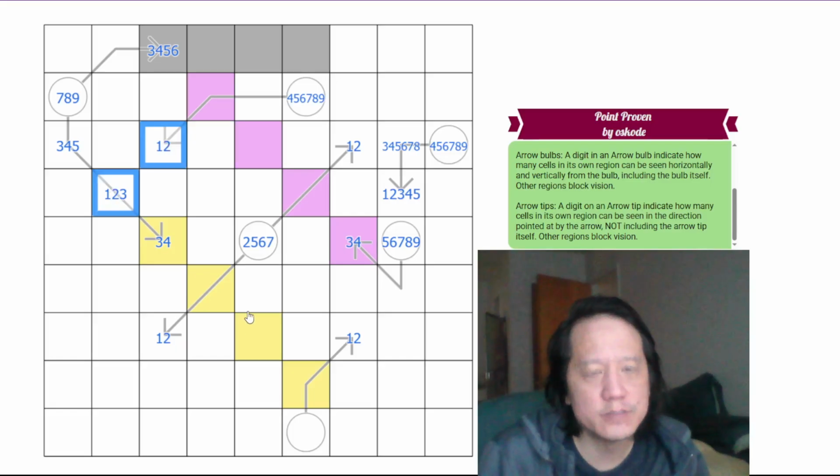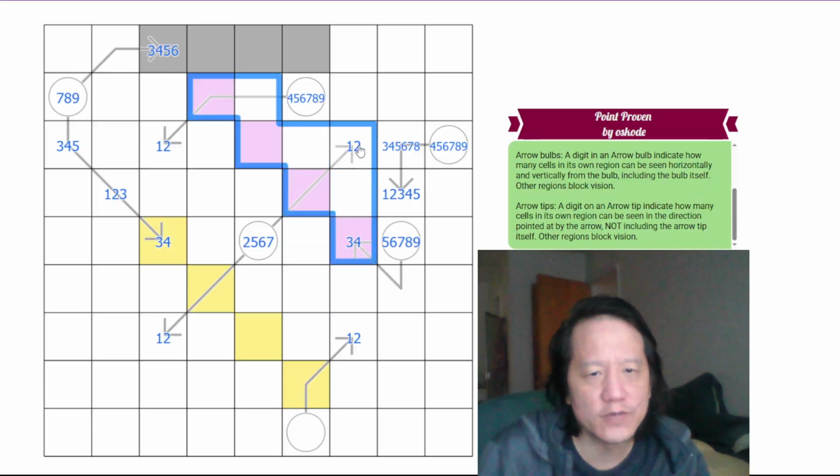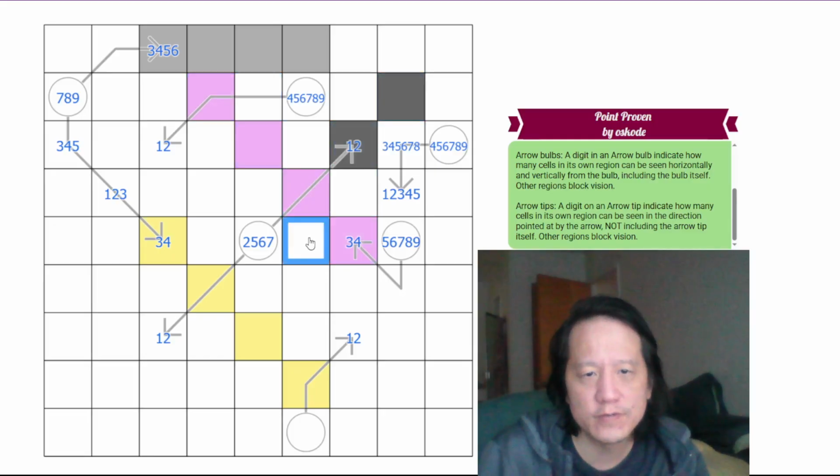These are guaranteed to be in the same region. These are guaranteed to be in the same region. These are guaranteed to be in the same region. I think these have to be different, right? Can it be part of pink? 1, 2, 3, 4, 5, 6, 7, 8, 9. No, they cannot be. So this is part of that region there. I'm going to make that red.